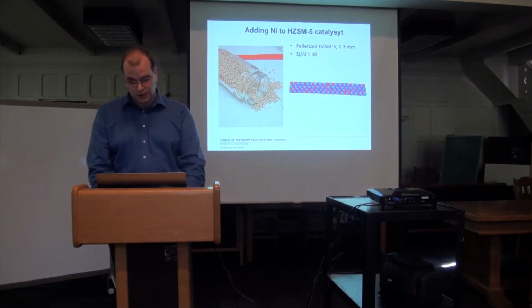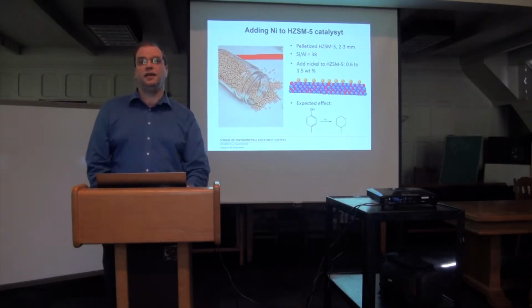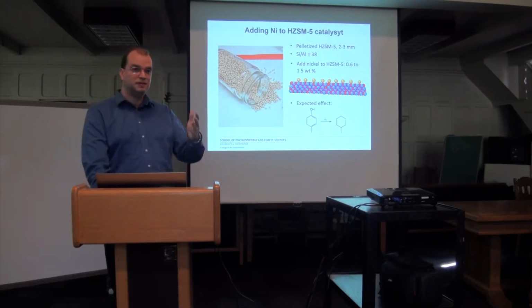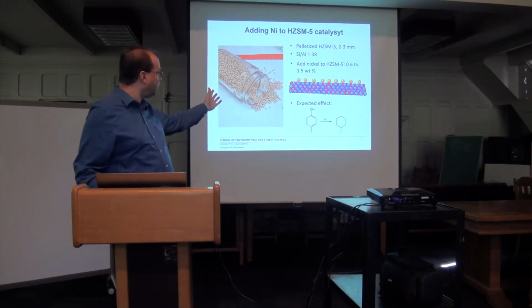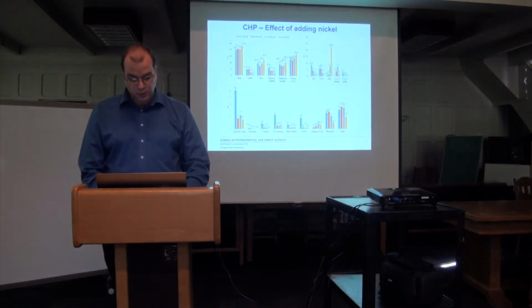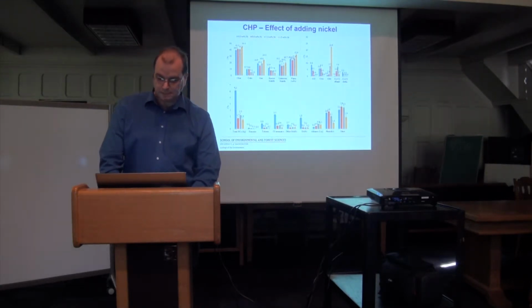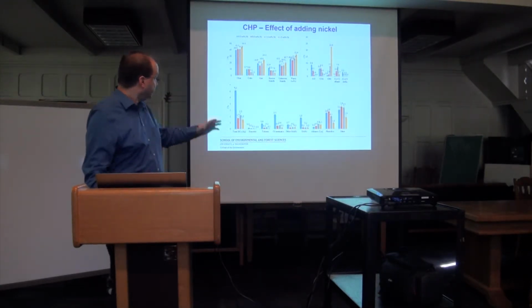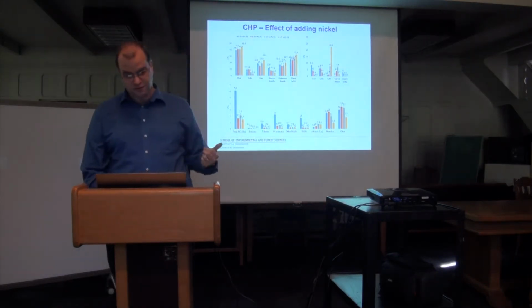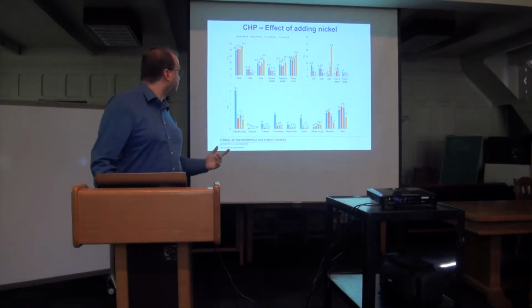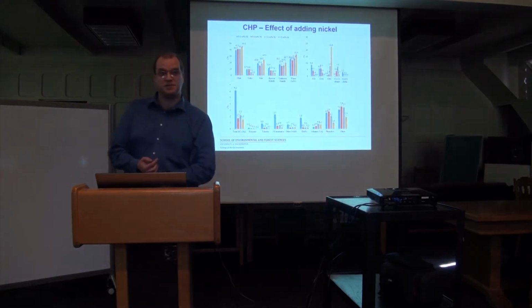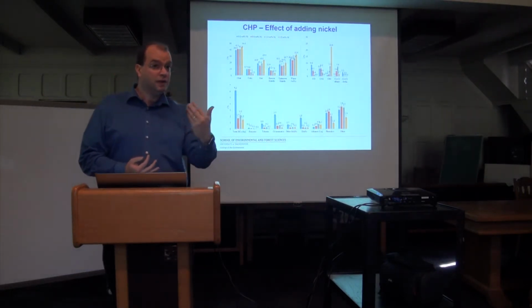So we took the original catalyst and added metallic nickel to the original HZSM5. And the expectation is that the nickel in the presence of hydrogen will promote hydrogenation reactions so that we get to cycloalkanes. So we did this modification and the results are shown here. There's a lot of information, of course, in this graph, but two takeaways that we need to have. First of all, nickel significantly reduces the coke.